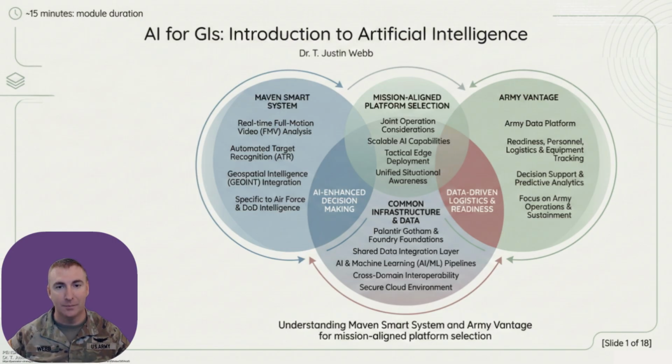Maven Smart System and Army Vantage both carry the Palantir name, but they solve fundamentally different problems for different users with different missions. This class distinguishes between mission-specific platforms within the Palantir family, explains Maven's automation capabilities for intelligence workflows, clarifies Vantage's integration with Army business systems, and provides a platform selection framework based on operational requirements.